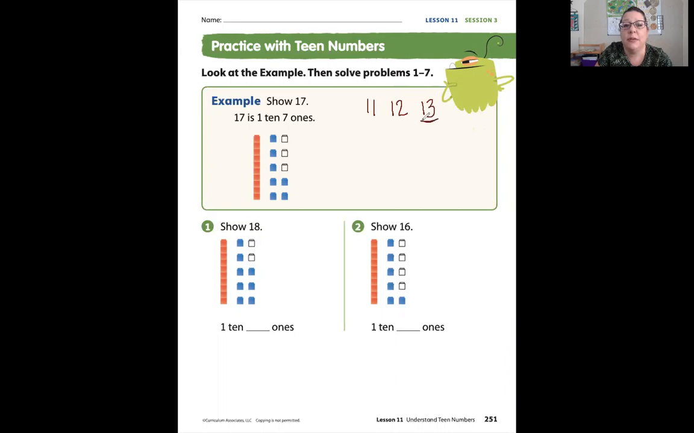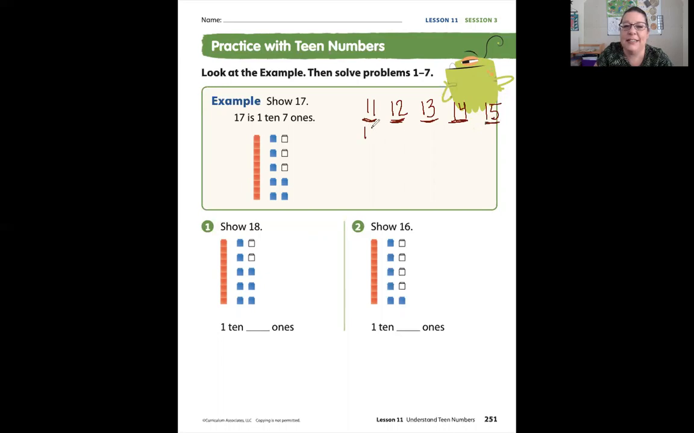What is this number? 13. What is this number? 12. What is this number? 11. So 11, 12, 13. These are all teen numbers. All teen numbers have at least 1 ten and some ones. Here's 1 ten and 4 ones, which is 14, 1 ten and 5 ones is 15.